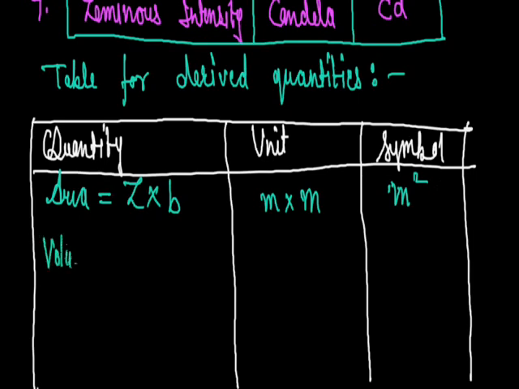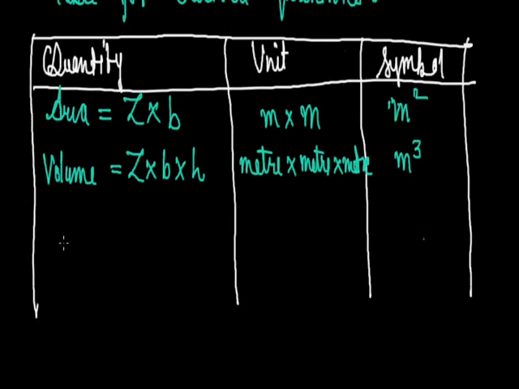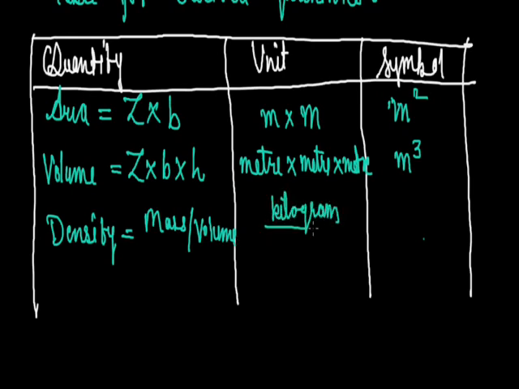Second is volume. As we know, volume is length into breadth into height, so its unit will be meter into meter into meter, and in symbolic form we can write meter cube. Next is density. As we know, density is defined as mass per unit volume. The SI unit of mass is kilogram per volume, and the SI unit of volume is meter cube. So its unit will be kilogram per meter cube, kg/m³.